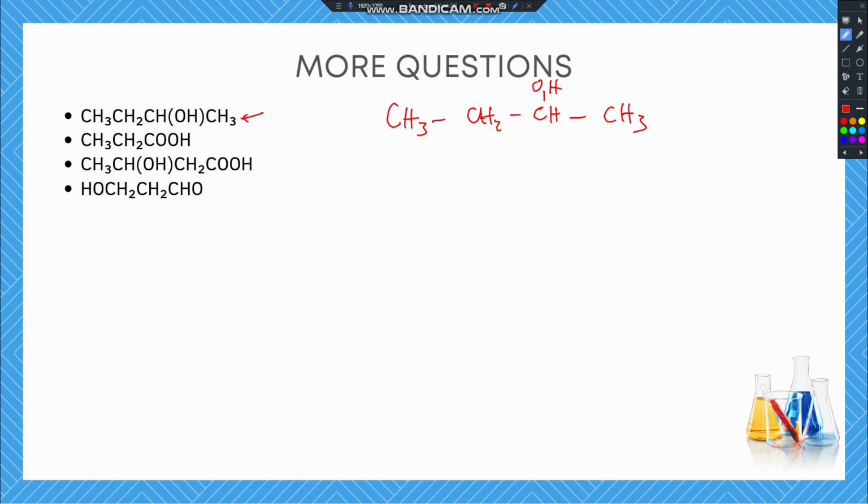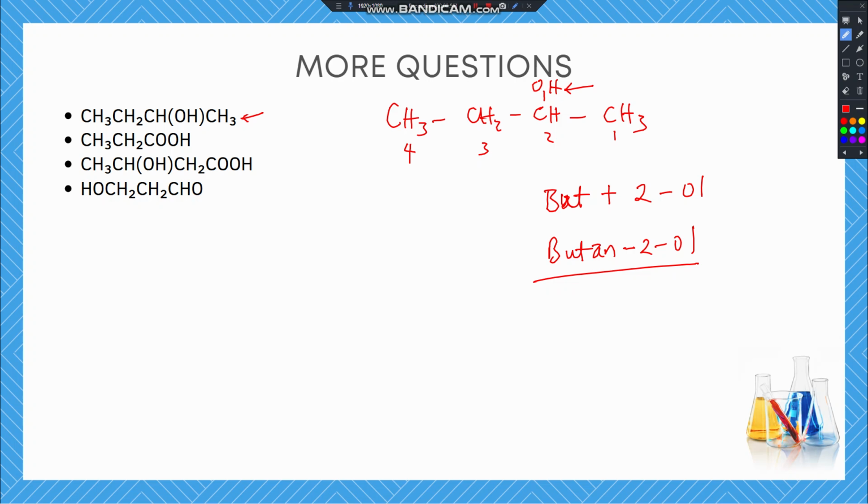We have 1, 2, 3, 4 carbon atoms. This is but. Plus we have an alcohol functional group over here, and it is on carbon number 2, so we have 2 ol, and it is an alkane, so we have butan-2-ol. Yes, we've dealt with this, but no problem. Repetition is the mother of mastery.